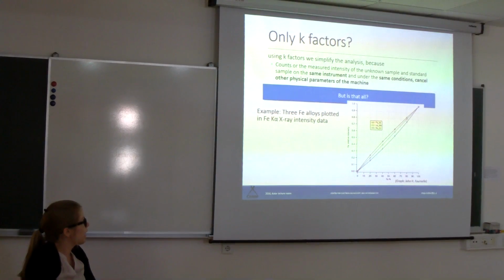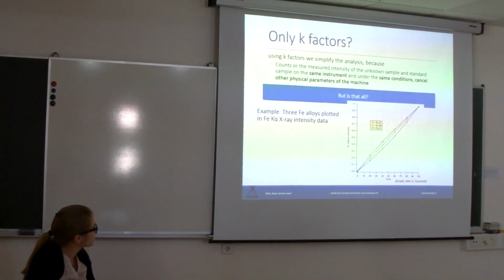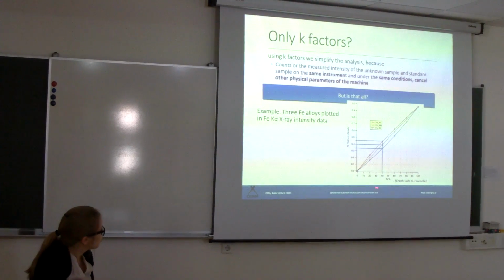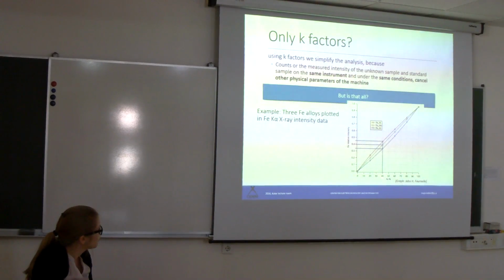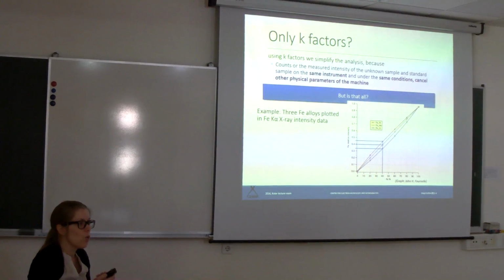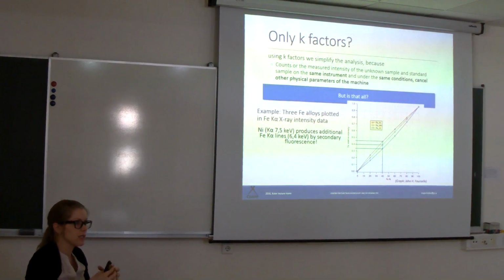Here are 3 alloys, iron, and this is the EDS measurement. The red one is iron nickel, and the blue one is iron chrome. If you look at the 40% of iron, you can see the changes in the intensity. Why is that? Because you have the secondary fluorescence. An X-ray is absorbed in your matrix, and it can produce another X-ray.